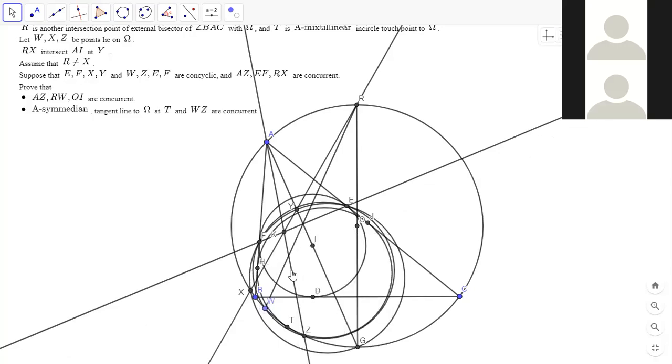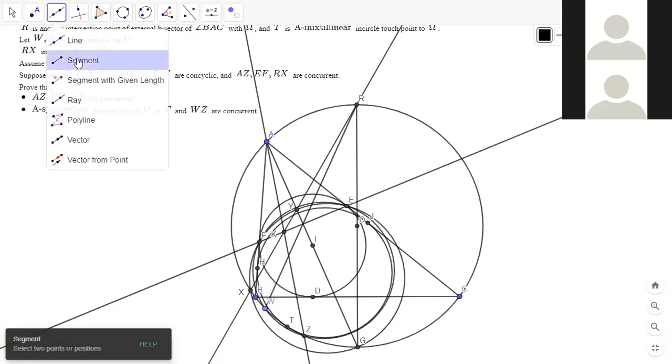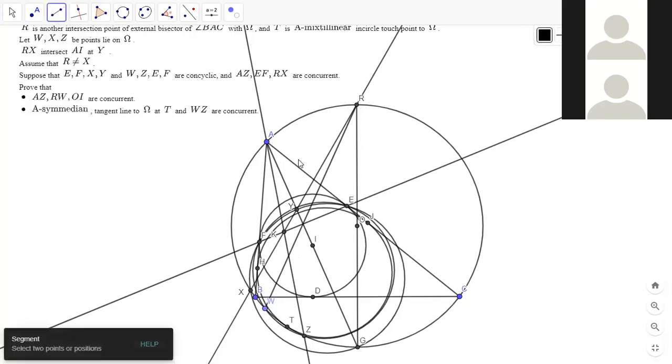Hold on. You have the linear circle. Like, I don't think that is gonna help. Let's see. So AZ, EF, and RX concur at K.